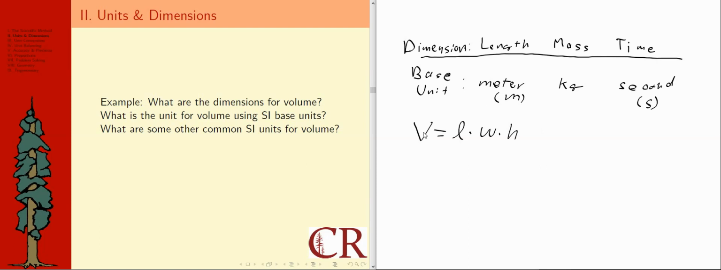But getting back to this question, this is clearly one length times another length times another length. So I think that means that the dimension for volume has to be length multiplied by itself 3 times, which I could summarize with an exponent and say that it's length cubed. So that's the answer I'd like to give for that first part. When it says what is the unit for volume using SI base units, I think the answer I'd like to give there is that it's going to be the meter cubed, because the meter is the base unit for length.